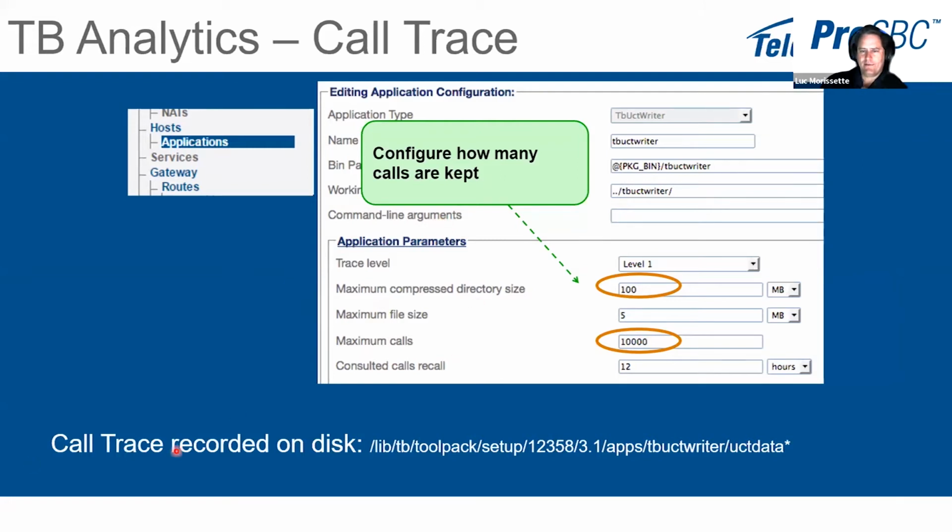Then you have the location of the recorded call traces. You see it's called UCT data files. These files can be extracted from the system.